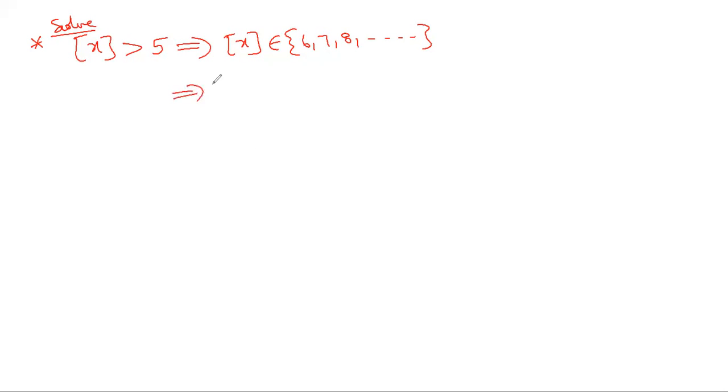Now, for the greatest integer to be 6 or 7 or 8 or 9, x should belong to closed 6 to infinity. You take any number from 6 to infinity. If you take numbers between 6 to 7, you get 6. 7 to 8, you get 7. 8 to 9, you get 8. Like that, and so on. Right?